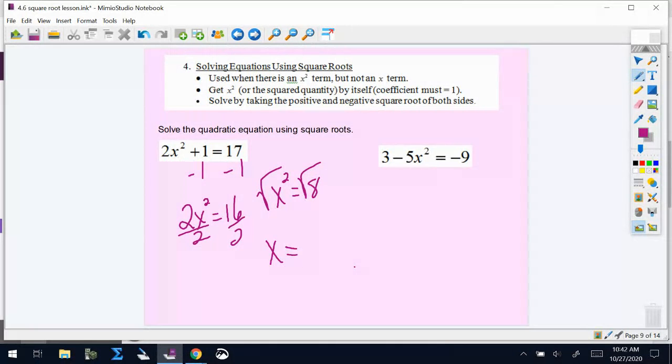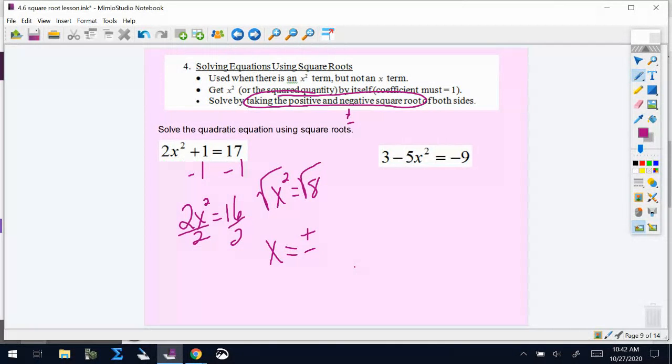This involves a couple things with our answer. First thing is, every time you take a square root on both sides of an equation, you will get a positive and a negative answer. And that's where this says taking the positive and negative square roots. So I will have a plus and a minus in front of the answer. And it is so easy to forget that.